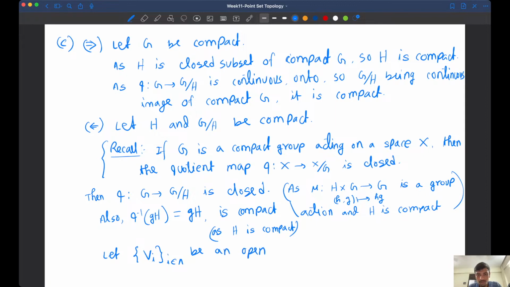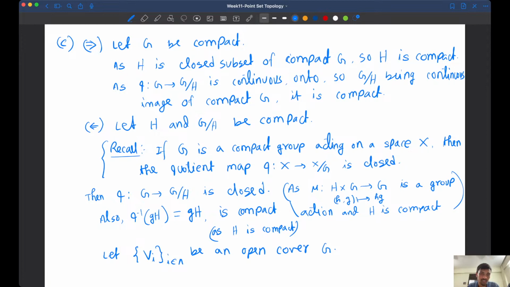Open cover of G. I have to find a finite subcover. If we can find a finite subcover of this, then by definition G will become compact. Now for any g belongs to G, gH is a subset of G, and that will again be covered by this set, right?